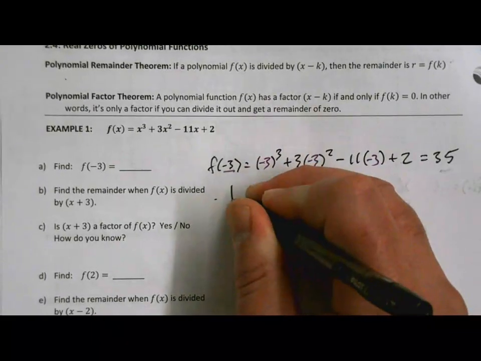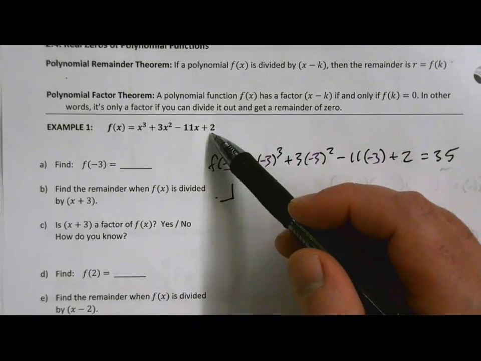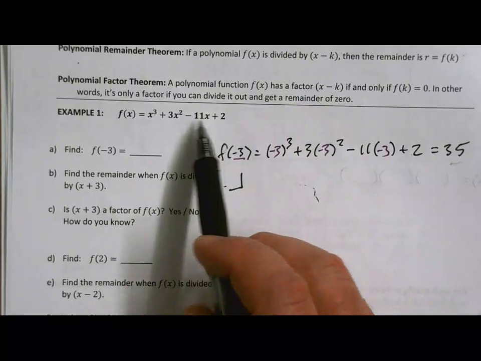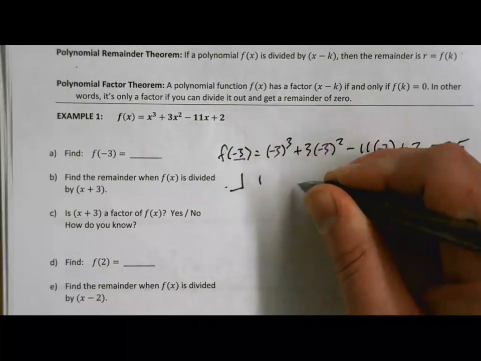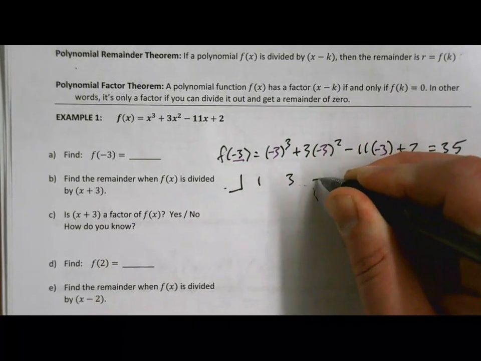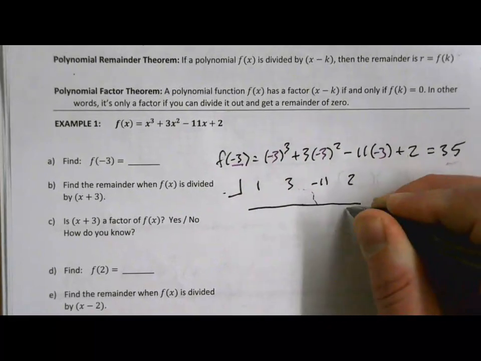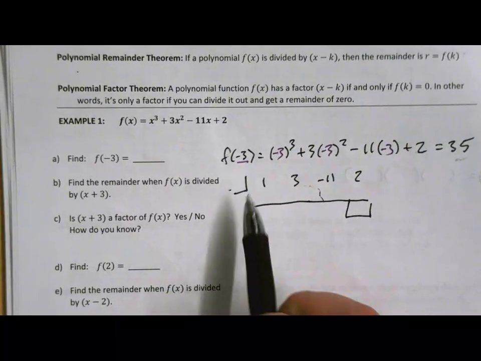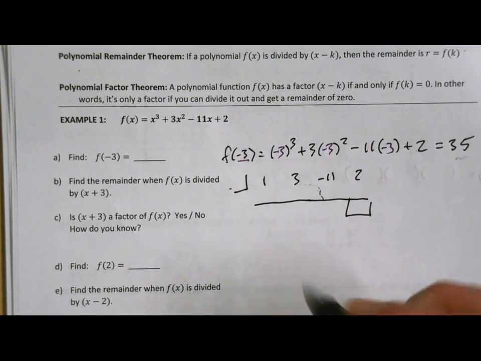Let's get it set up. We're going to have our little box. This thing's the thing that's getting divided, so we'll put our coefficients here. Do we need to insert any zeros in this? Doesn't look like we're missing any terms. So we're going to have 1, 3, -11, and 2. Get everything set up, and then what goes in my little corner box here? If I'm dividing by x plus 3, what will go in this box? -3.